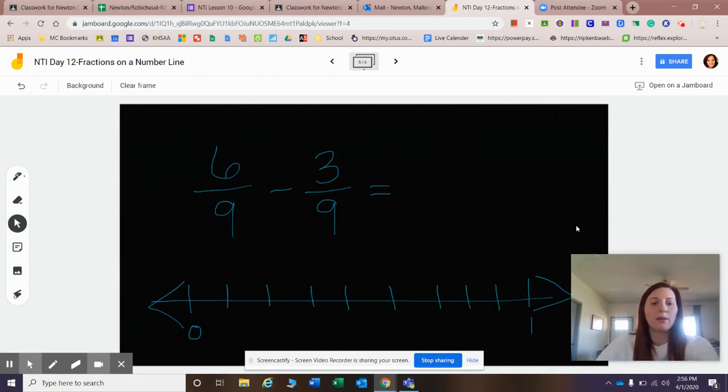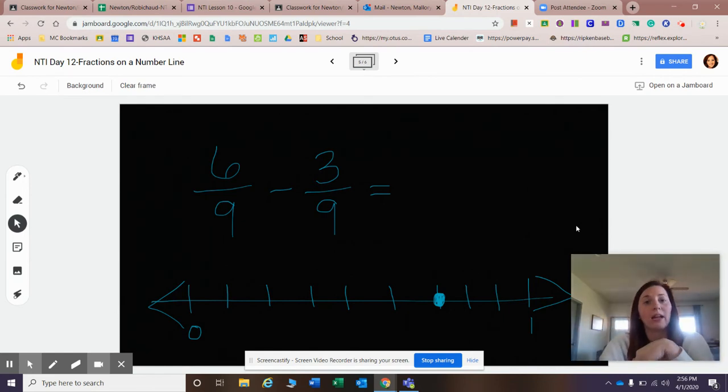Well, I'm going to start with my number on the left, which is 6/9. Now I count over. 1, 2, 3, 4, 5, 6. Okay, I'm going to go ahead and plot that. So that's what I started with. Just like if you were talking about subtraction and I said, all right, you had 8 apples and I take away 4. Well, it's just like that. We're saying I have 6/9 and we're going to take away 3/9.